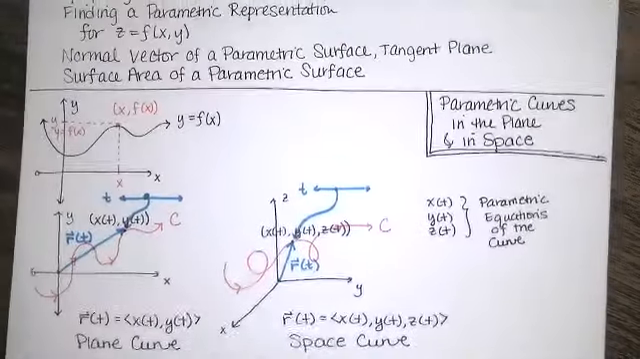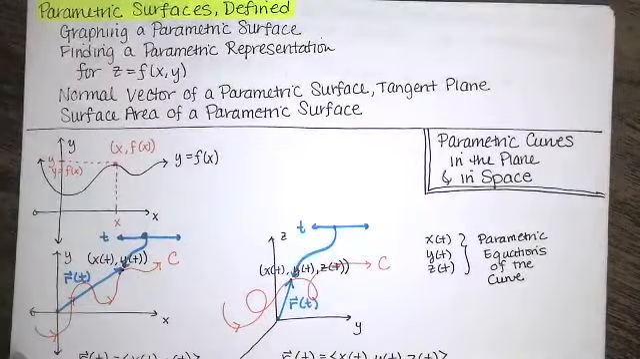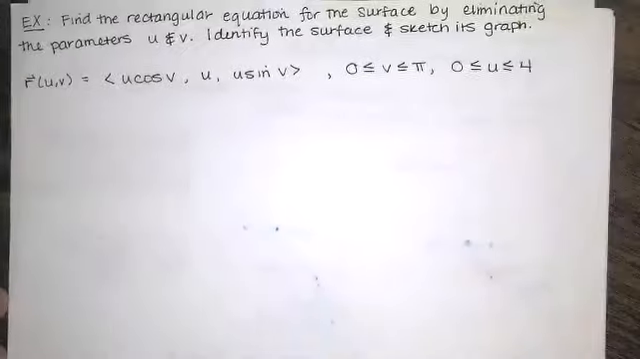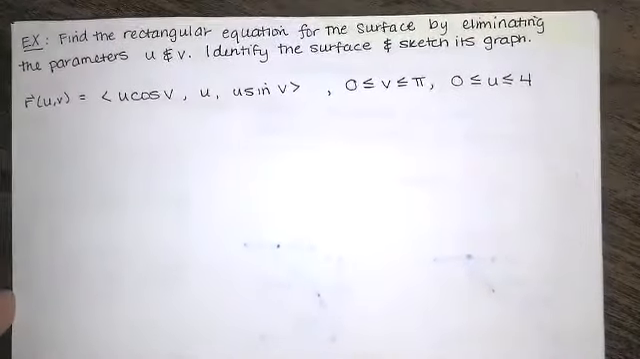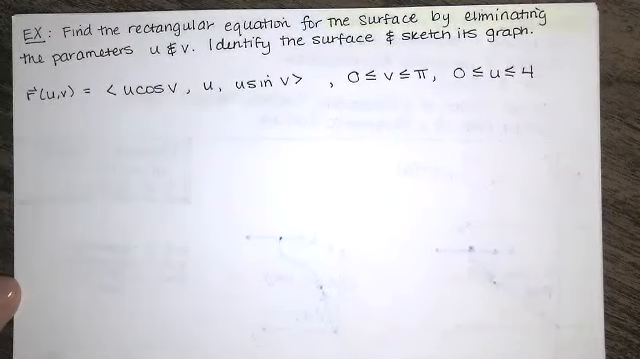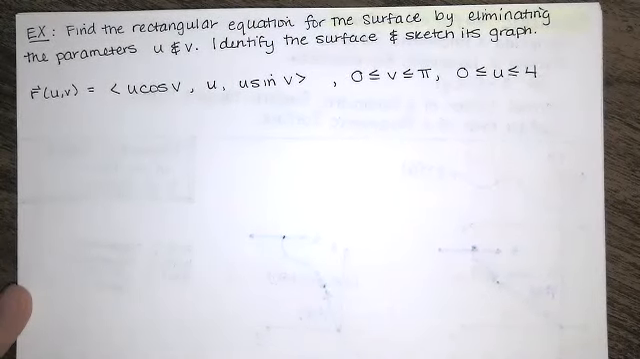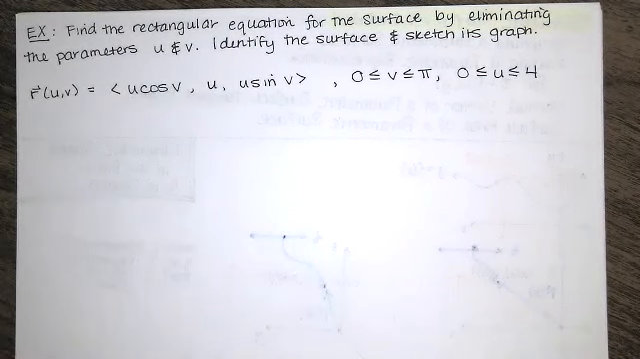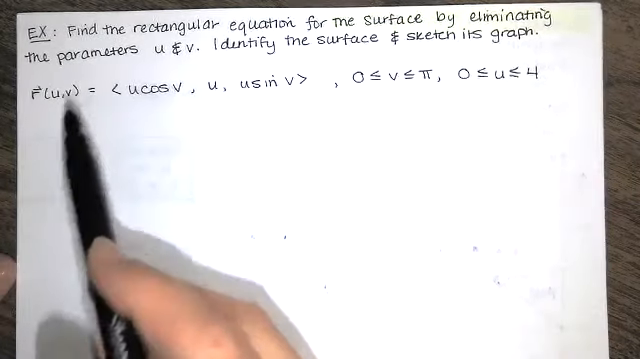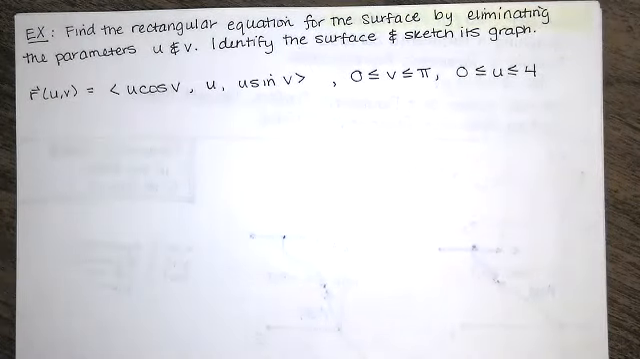Let's practice graphing some parametric surfaces now. So here's our first example. We're asked to find the rectangular equation for the surface by eliminating the parameters U and V. And then we're asked to identify the surface and sketch its graph. Okay, we're going to graph this in pretty much the same way that we graphed parametric curves.